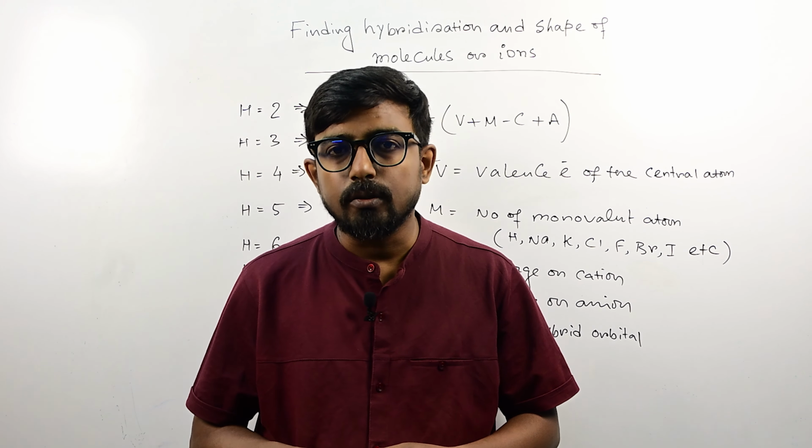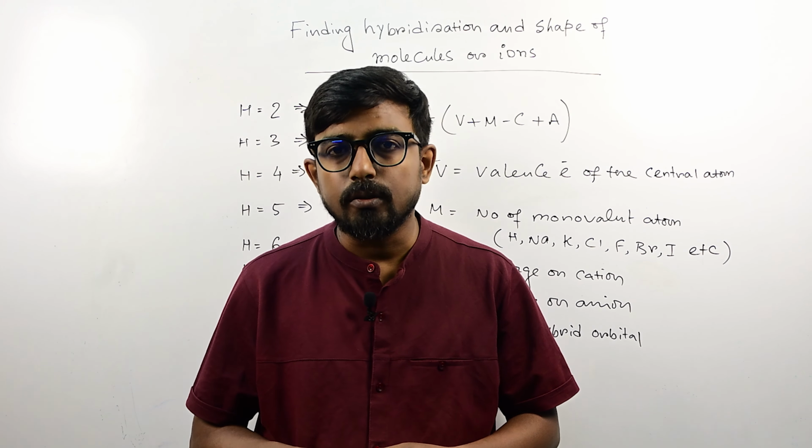H is the number of hybrid orbitals. V is the number of valence electrons present in the central atom. M is the number of monovalent atoms, that is, hydrogen, chlorine, fluorine, bromine, iodine, sodium, potassium; this type of atom we have to count. Next, C is the charge on the cation, and A is the charge on the anion.